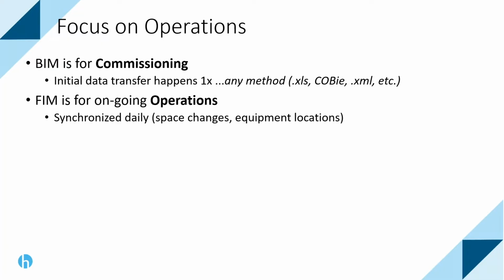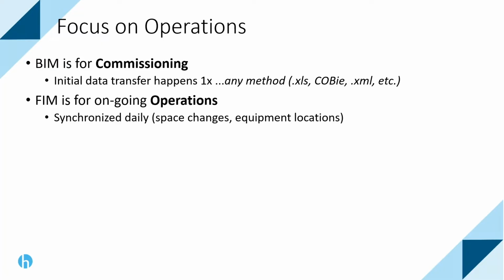It's usually a one-time transfer. So you get all this information from all these models, you transfer into Archibus one time, and once you have a lot of that data, you're done. So that's a one-time thing. And in fact, any method you want to use to do that transfer will work just fine, right? There's plenty of ways to get data into Archibus, whether it's through Excel spreadsheets or more complex spreadsheets like COBie, an XML format, or other formats that are currently being used for building information modeling.